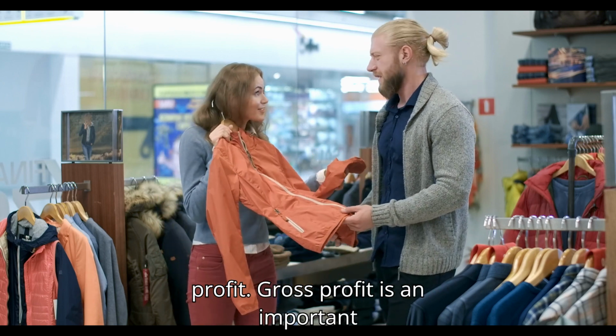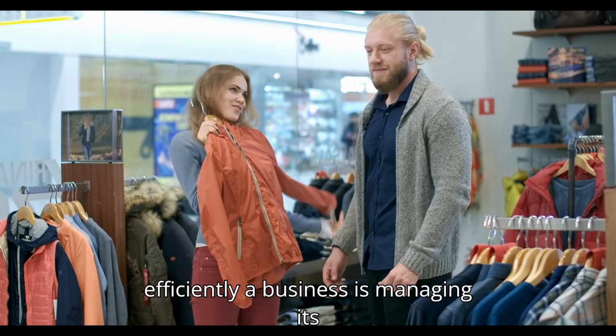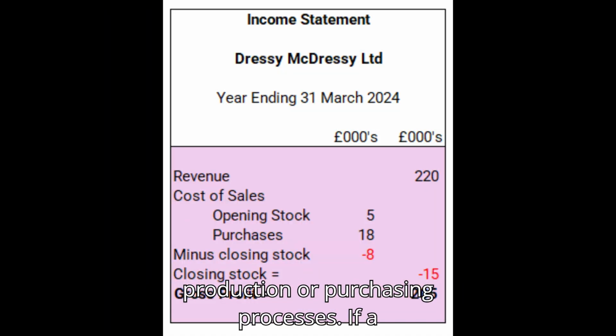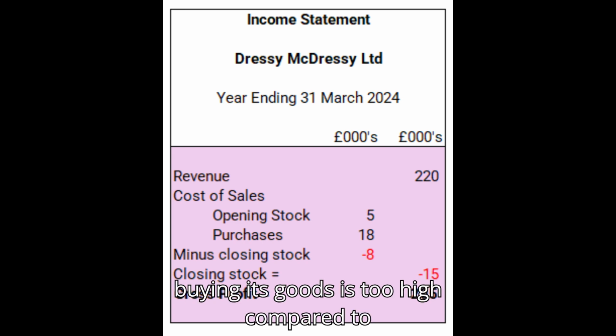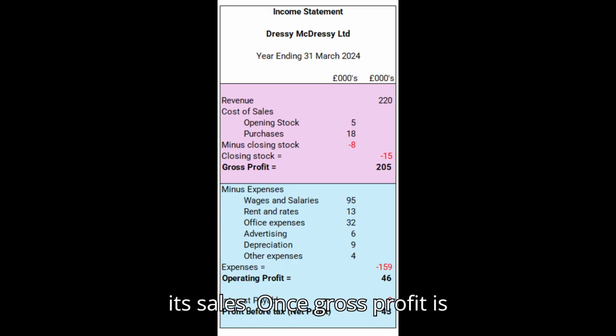Gross profit is an important figure because it reflects how efficiently a business is managing its production or purchasing processes. If a business's gross profit is low, it may be a sign that the cost of producing or buying its goods is too high compared to its sales.